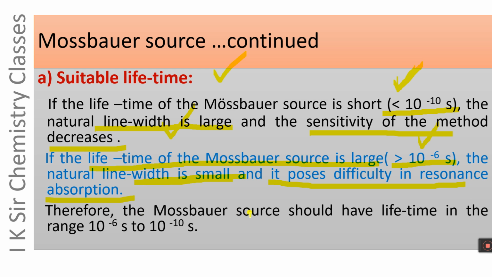Therefore, the Mossbauer source should have lifetime in the range 10 to the power minus 6 second to 10 to the power minus 10 second.